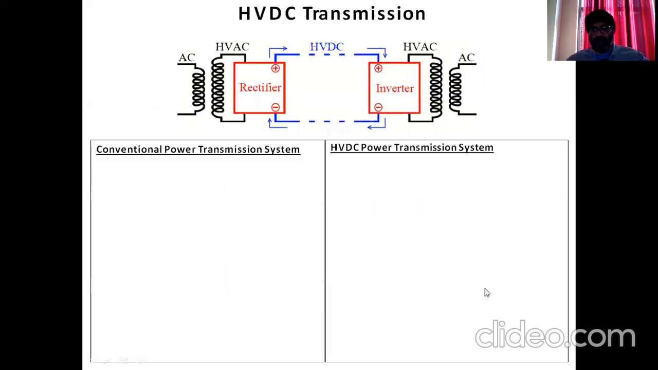So how to get rid of this? One is to go for HVDC transmission. It means if we want to transmit high voltage AC from, let's say, a thermal plant that generates and sends it over long distances, it generates AC and we get AC at the output.